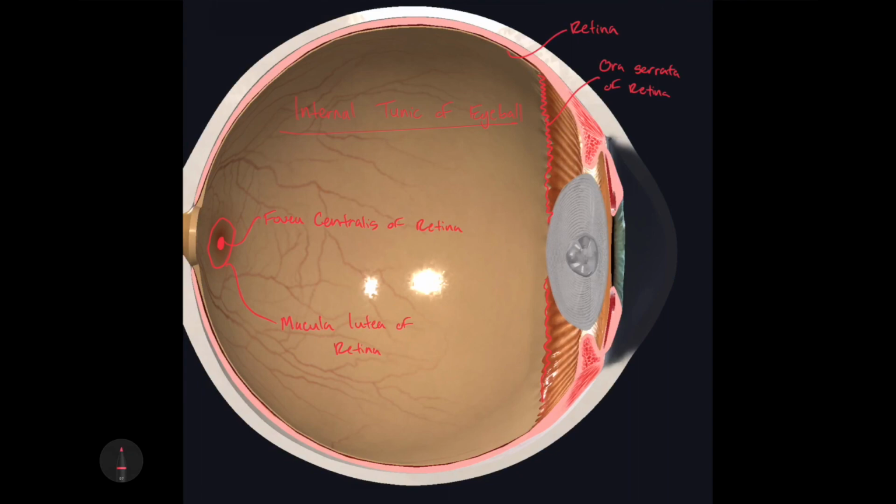Now this is where we get the most crisp and clear images because it has a large collection of cone cells at the center of it. The last landmark that we have to discuss found on the retina is located right here, and it's a few millimeters away from the macula lutea of the retina. And this right here is actually part of the optic nerve. It's called the disc of the optic nerve.